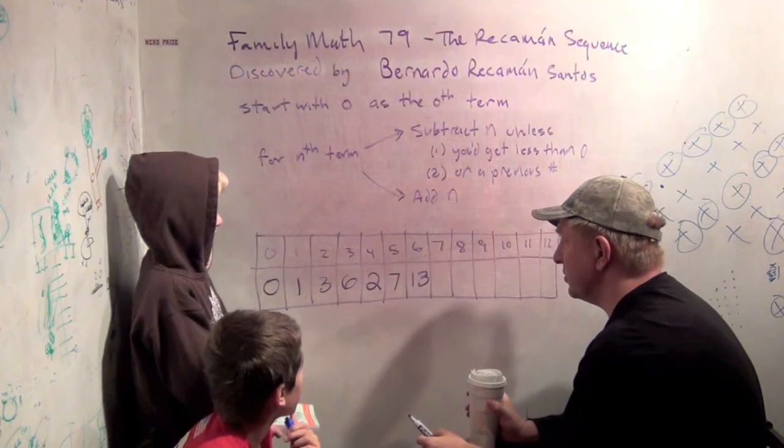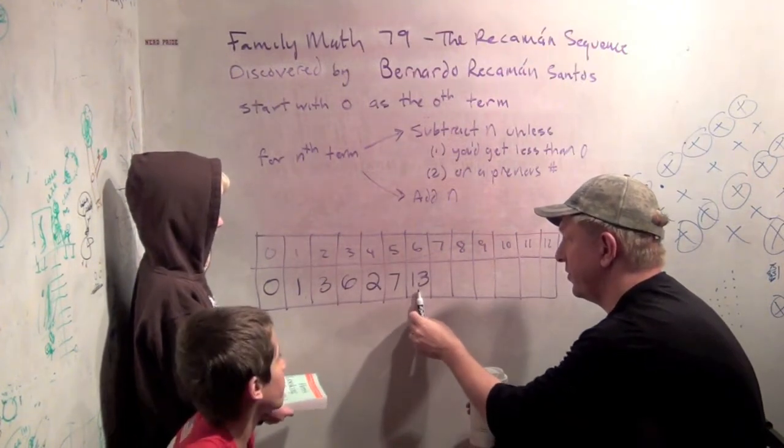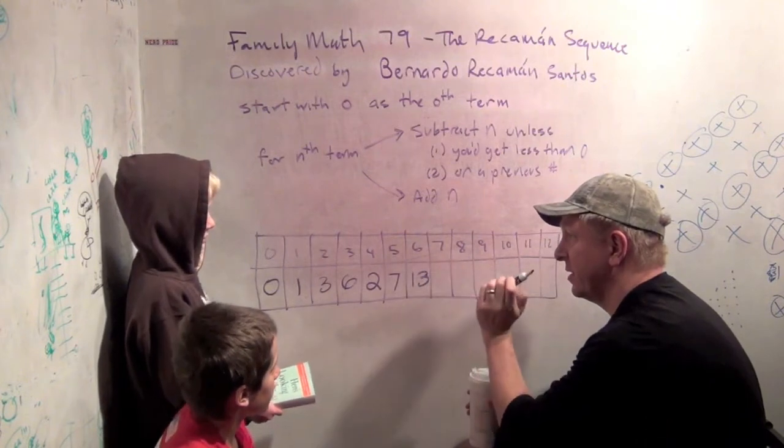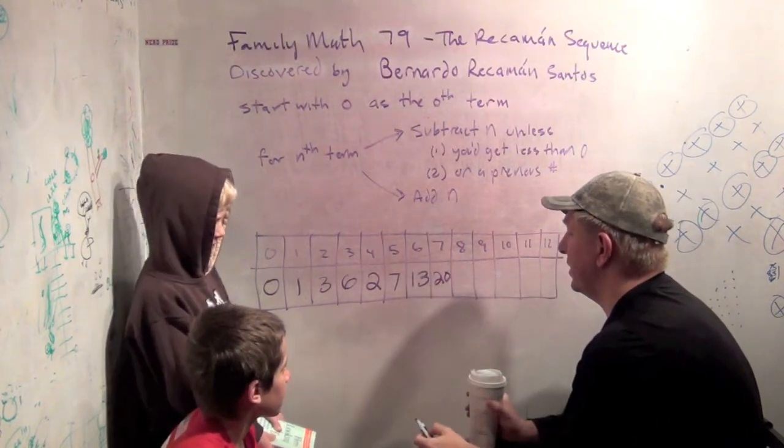We already have it. Oh, shoot. So 19. So we have to add. 13 plus 7 is? Is 20. 20. Very good. Okay. 20. Now what about here?